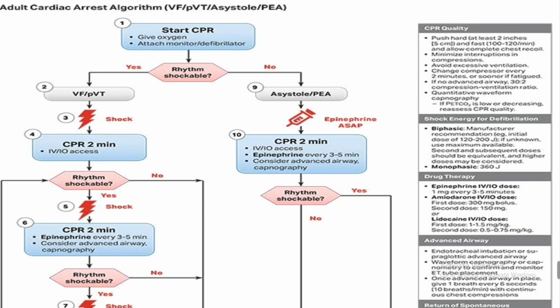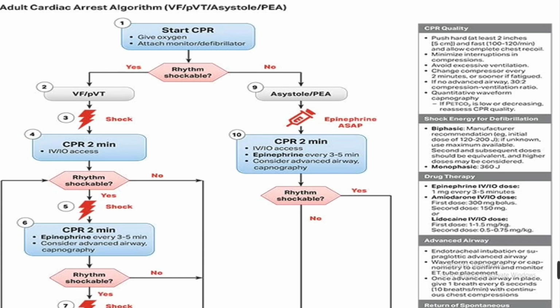In the blocks here, they have given the CPR quality. They have said that it is determined by whether you push hard enough or not, at least 2 inches or 5 centimeters, and fast, that is about 100 to 120 per minute. And you have to allow the complete chest recoil. Then you have to minimize interruptions in the compressions, and avoid excess ventilation. Interruptions will be minimized when every ACLS member knows their roles and responsibilities well. There will be no clashing of the roles and they will be trained well enough.